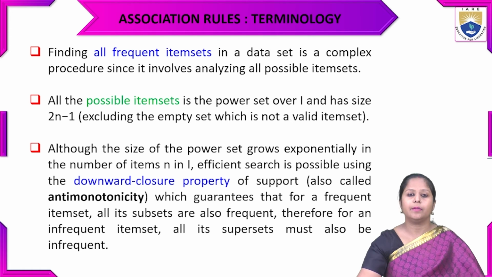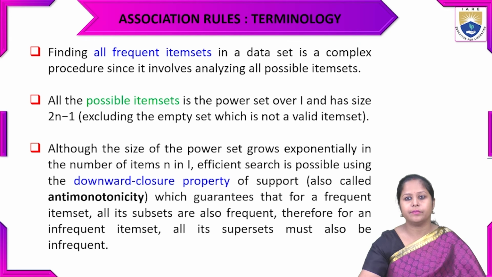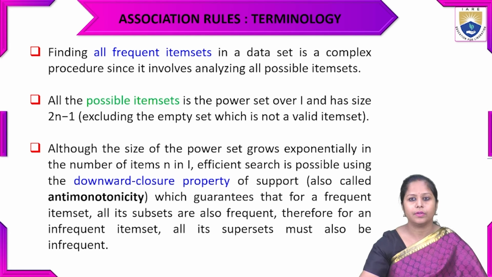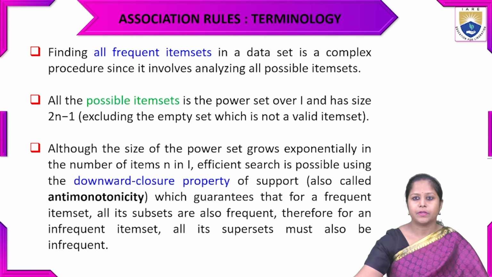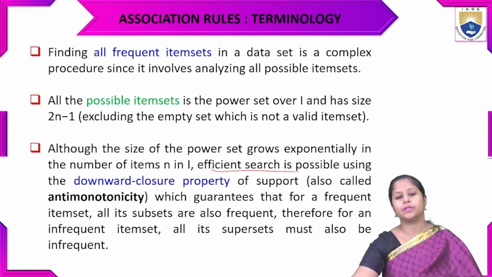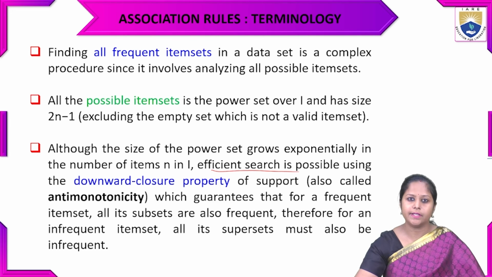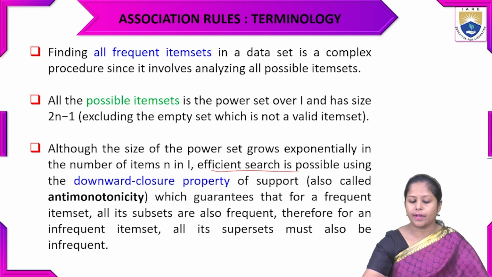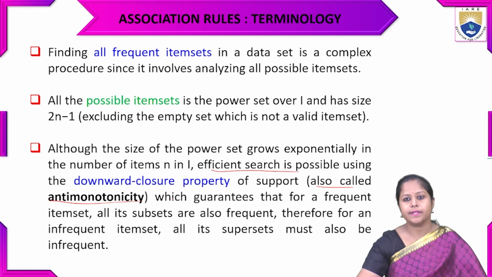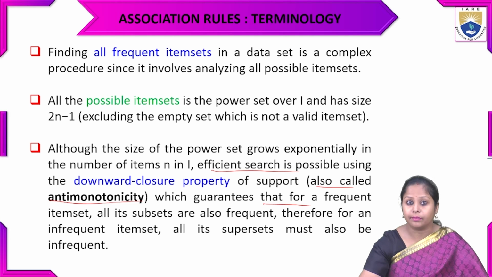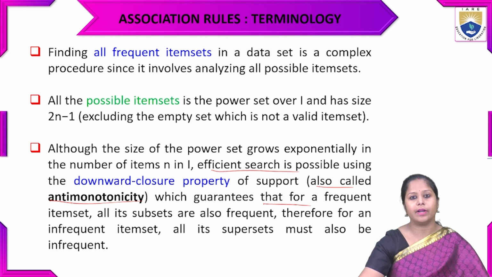However the number of items is growing, the possibilities will also grow when we do this for large data sets. So efficient search is possible using the downward closure property of support, which has anti-monotonicity. That is the one condition which guarantees that for a frequent item set, all of its subsets will also be frequent.